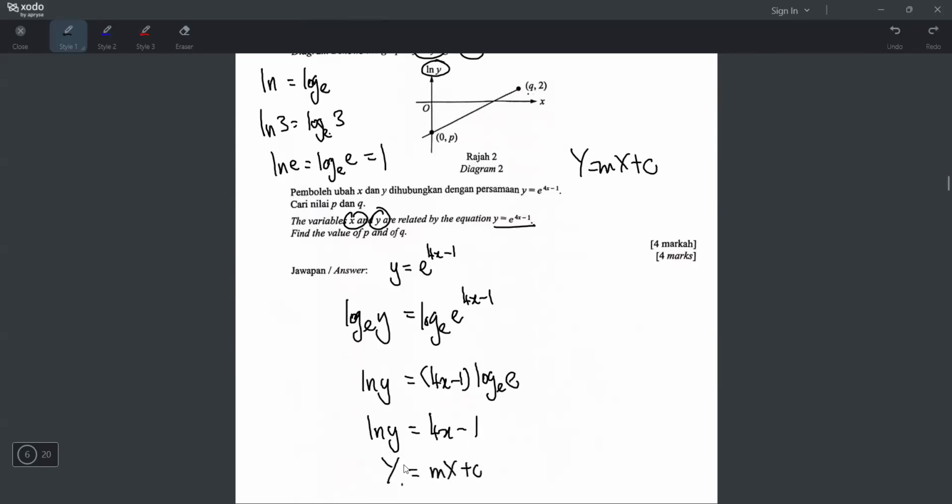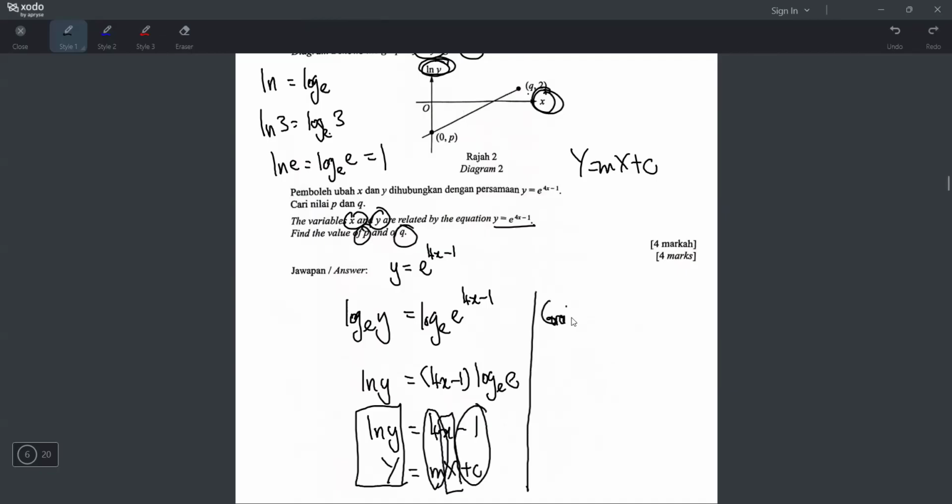So from your equation, you can see your y-axis is ln y and your x-axis is x. So your y-axis and x-axis now match the graph. So now you can take the gradient and y-intercept and use them to find p and q, right? So the gradient from the equation is 4. And what about the y-intercept from the equation? The y-intercept from the equation is -1.